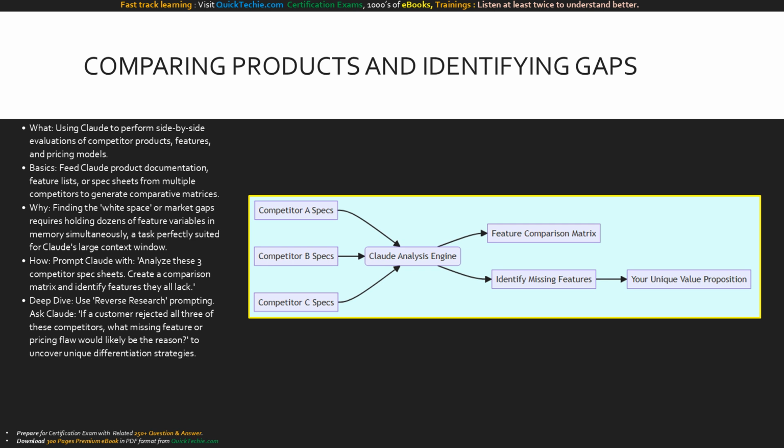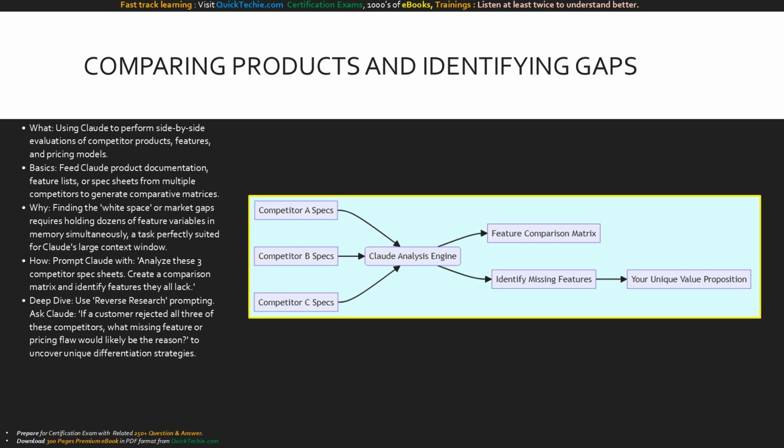But we want to go deeper than a simple chart. As experts, we use reverse research prompting. Instead of just asking what features they have, we ask Claude, if a highly motivated customer rejected all 3 of these competitors, what critical missing feature or pricing flaw would be the reason? This forces the AI to look at the negative space in the data, instantly revealing unique differentiation strategies for your own product. Let's visualize this data synthesis.